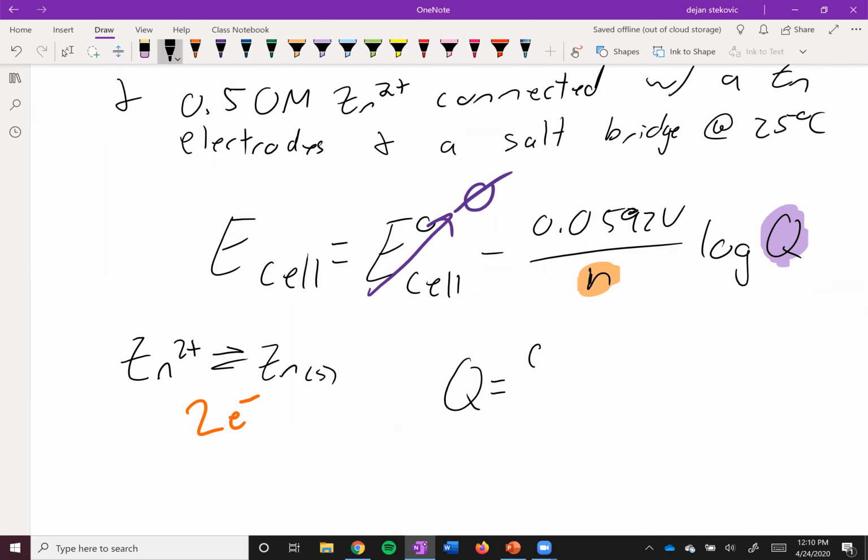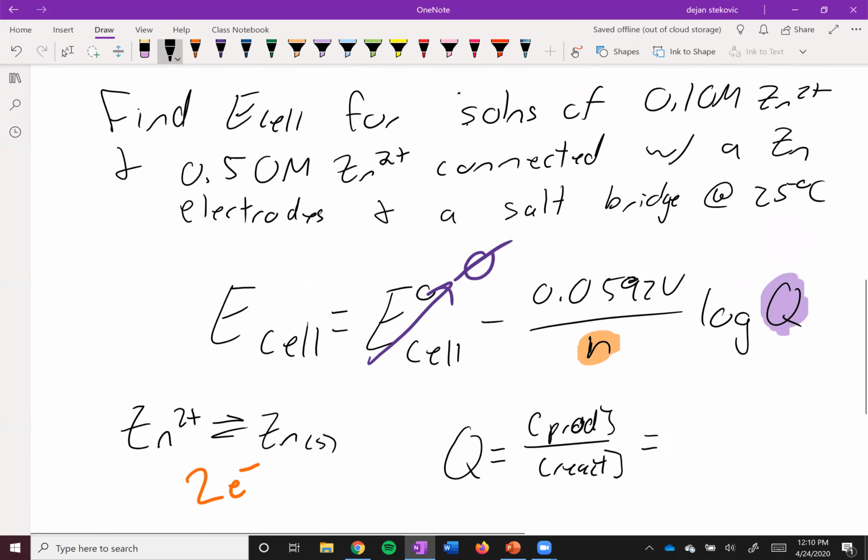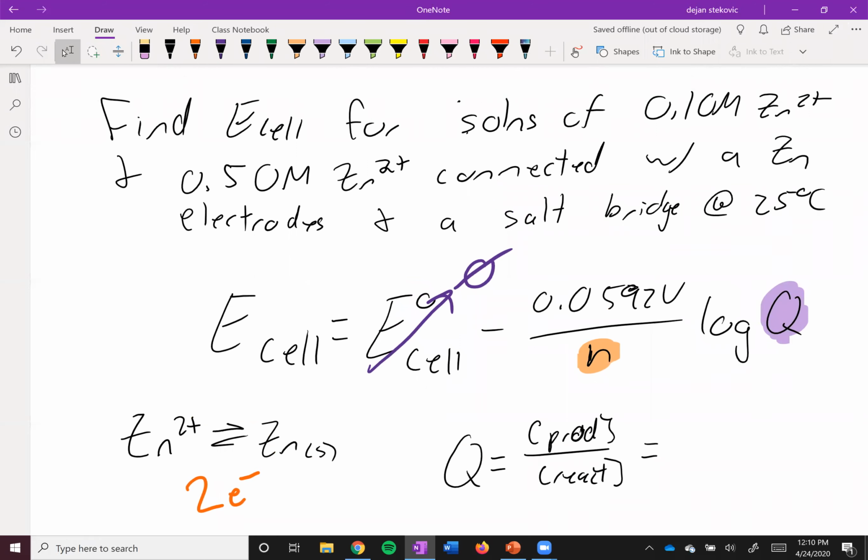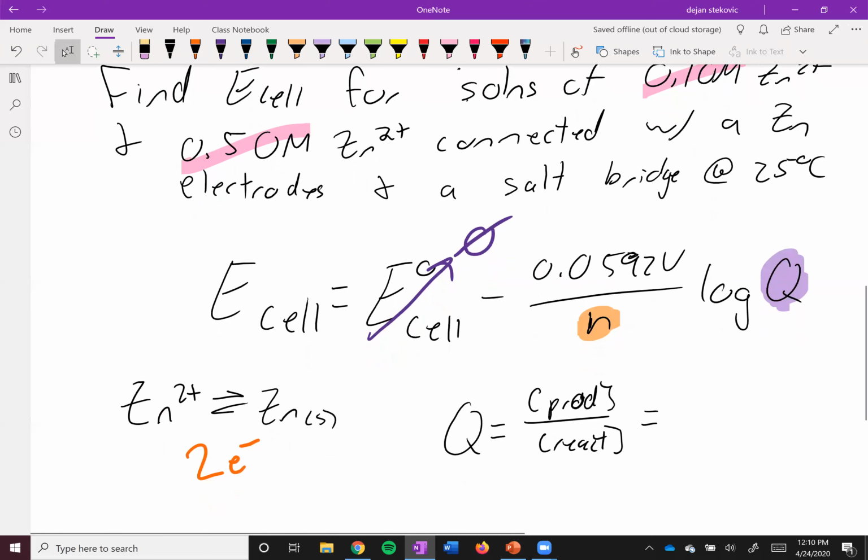Well, remember, Q is products over reactants, right? And so which one of these is our products? Which one of these is our reactants? We've got 0.1 molar and 0.5 molar. Well, if you think about it, they're both zinc, and so at equilibrium, they should be exactly the same. And so the 0.1 molar should actually see an increase in its concentration, and the 0.5 molar should see a decrease in its concentration to get to the same value. So the 0.1 will be the products, and the 0.5 will be the reactants.